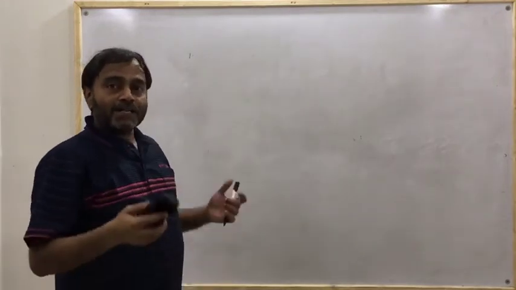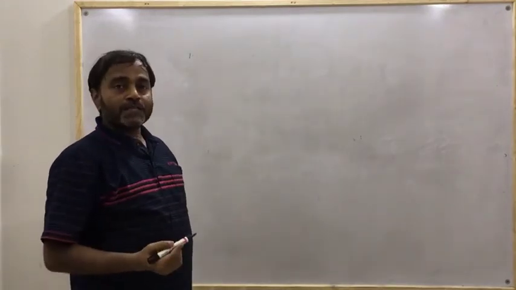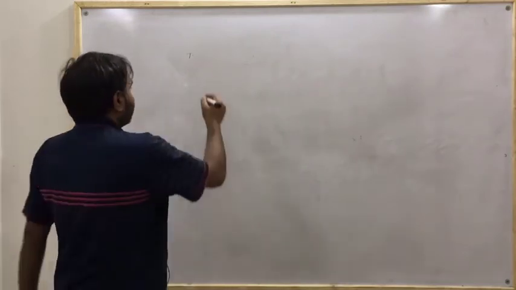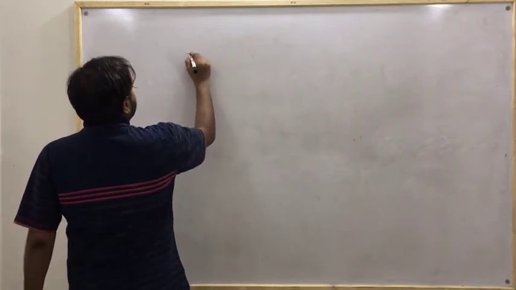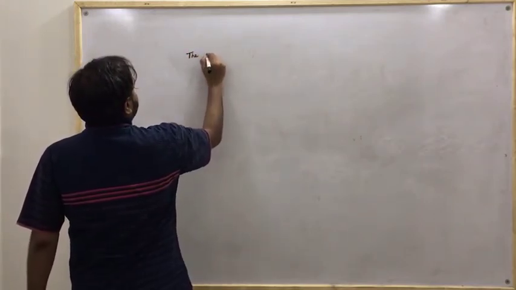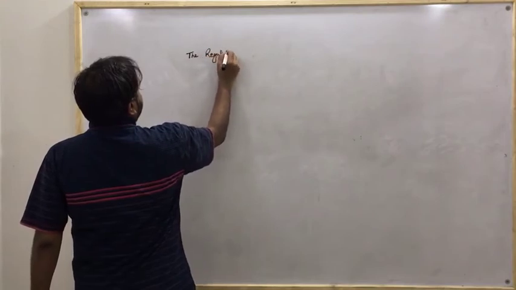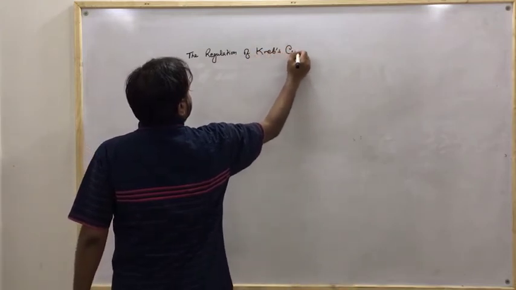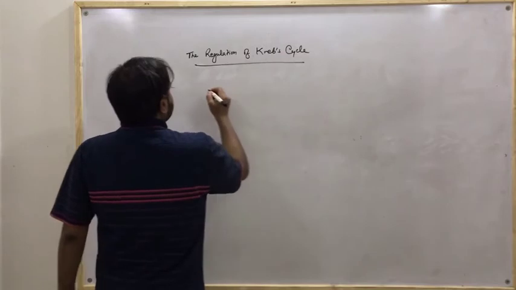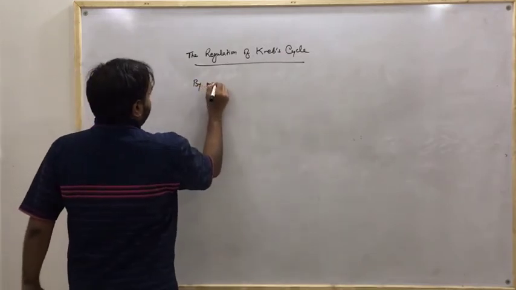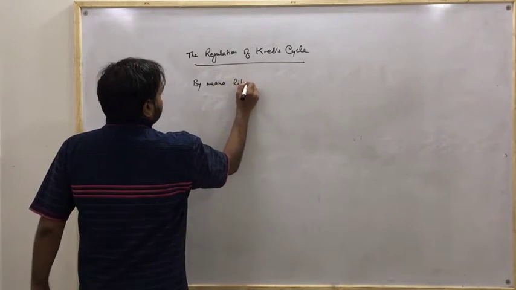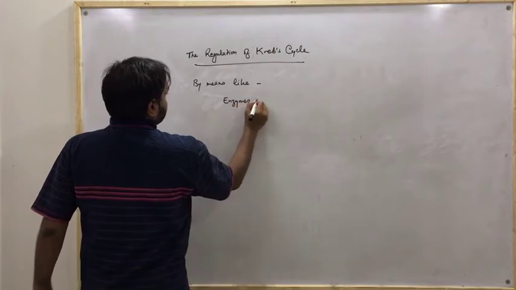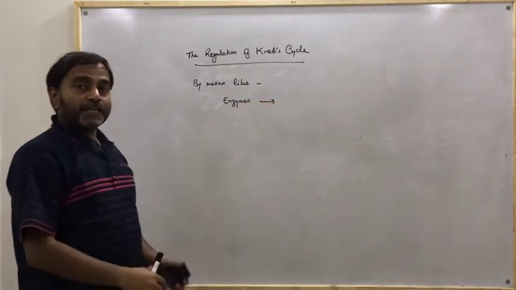That is regarding the regulation of Krebs cycle. So now we will see some of the factors which come in the regulation of Krebs cycle. Regulation of Krebs cycle means enzymes. So which enzyme is most important in its regulation?